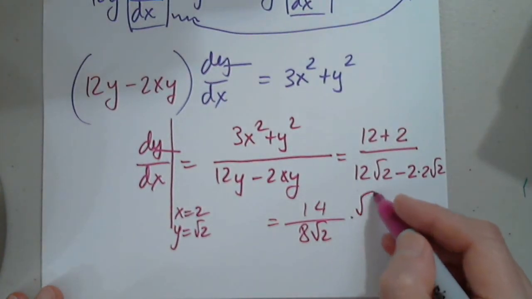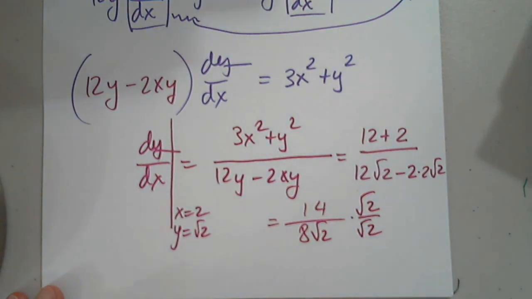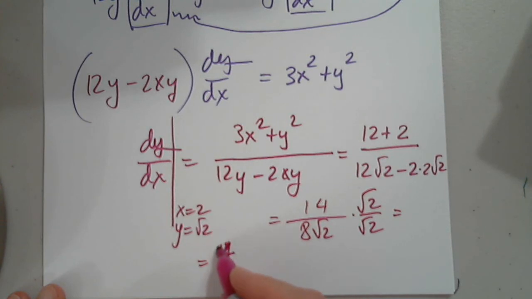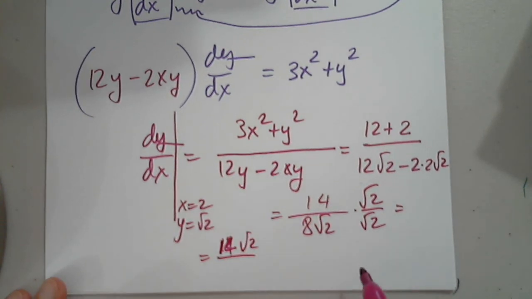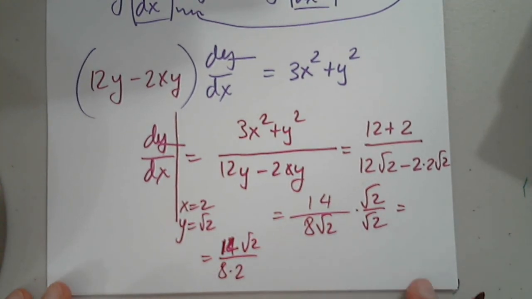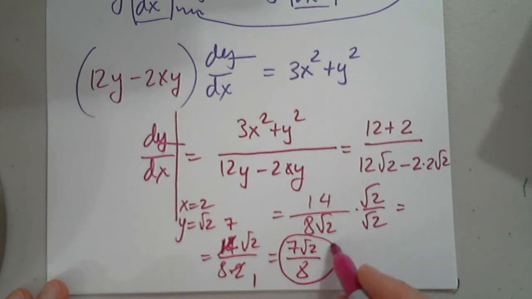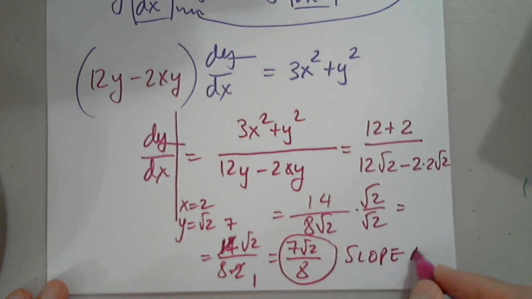I will rationalize with the square root of 2. And let's see what happens. 14 square root of 2 over 8 times 2. I'll simplify. And this is it: 7 square root of 2 over 8. This is the slope at P.